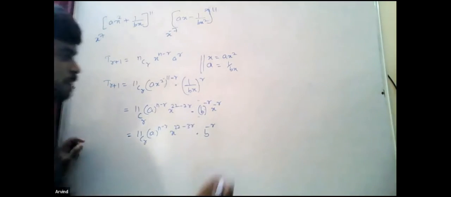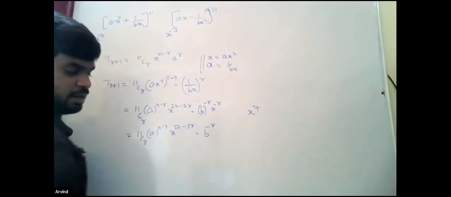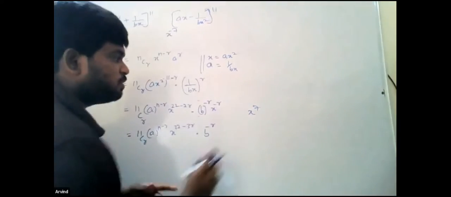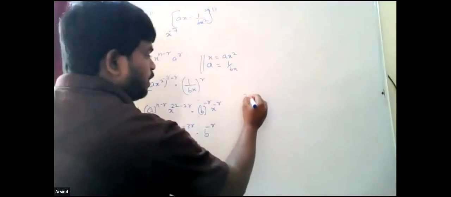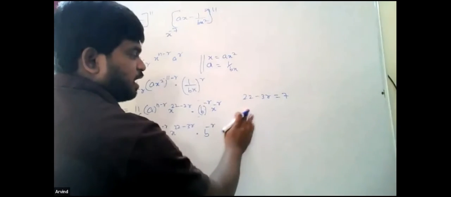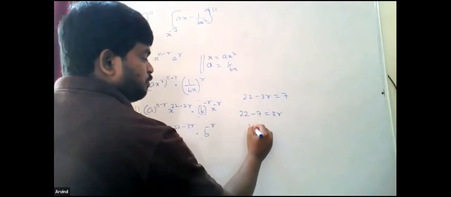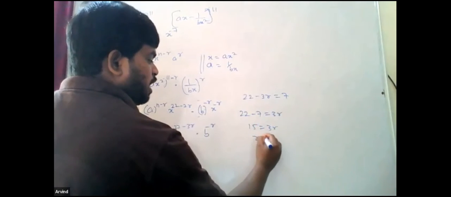So this should be 7, then you will get the coefficient of x power 7. We are discussing x power 7. So if this 22 minus 3r becomes 7, the problem is done. So if 22 minus 3r should be 7, then what is the value of r? 22 minus 7 is equal to 3r, 15 is equal to 3r, therefore r is equal to 5.